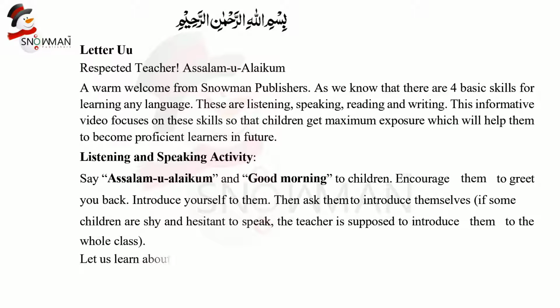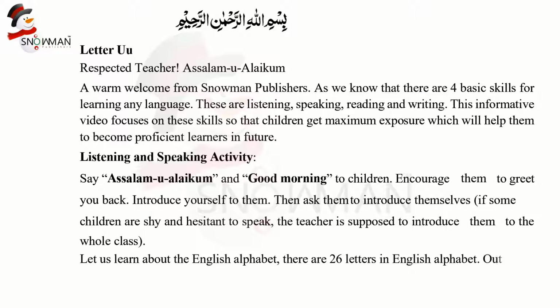Let us learn about the English alphabet. There are 26 letters in the English alphabet. Out of 26, 5 are vowels and 21 are consonants. This time, it's the 21st letter, U. Use the writing board and write letter U.